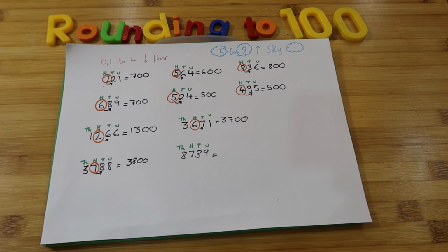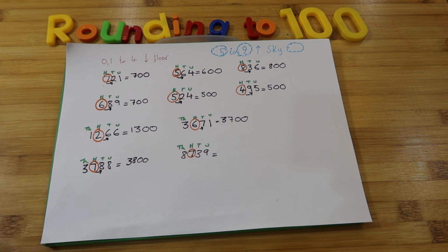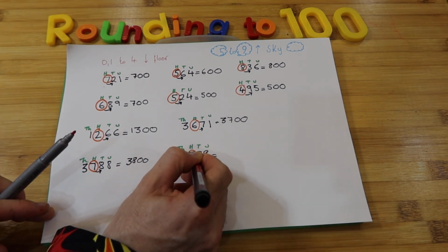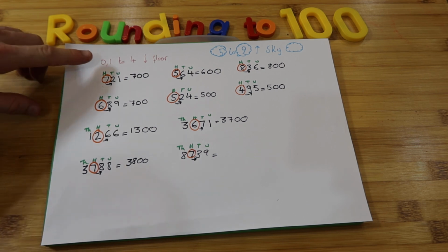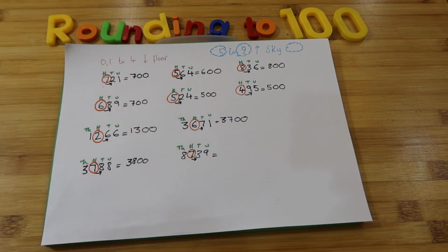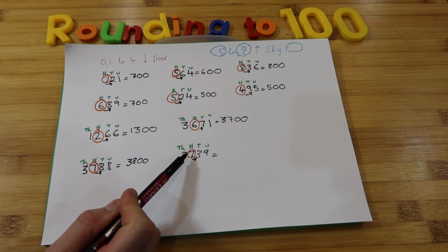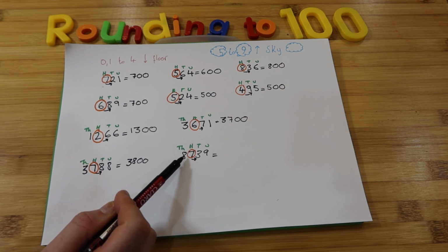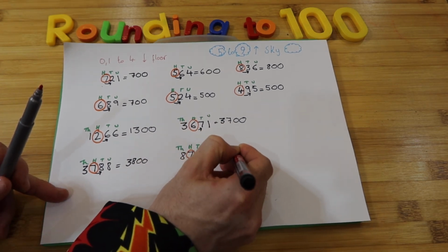Okay, and let's see if we can get that last one done. 8,739. Okay, so we're going to circle that 100. So the 100 there, we know because of our workings out, is the 7. We're going to go next door. Now it's a 3. So are we going to round up or round down? 0, 1 to 4, round down to the floor. 5 to 9, round up to the sky. It's 3, and we round down. So it can't be 800. That's when you round up. It's going to be 8,700. Okay. Just be careful.